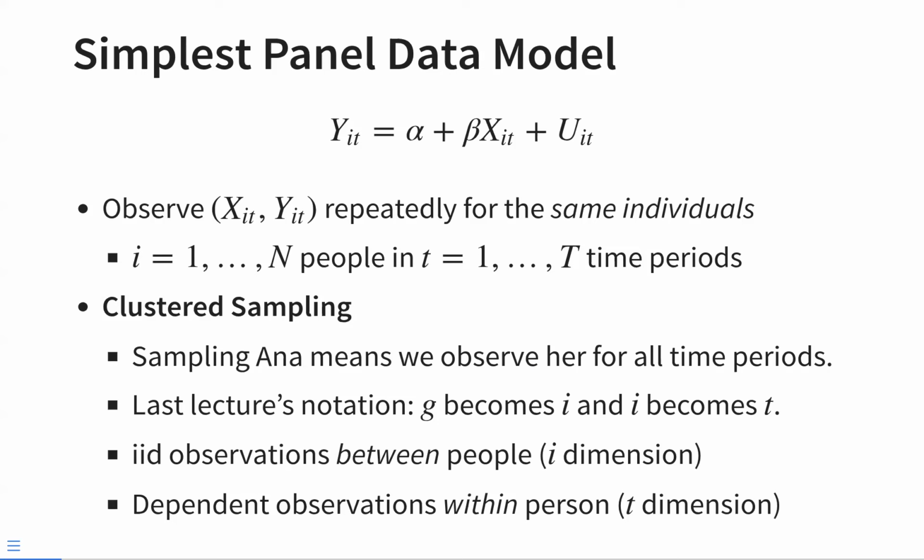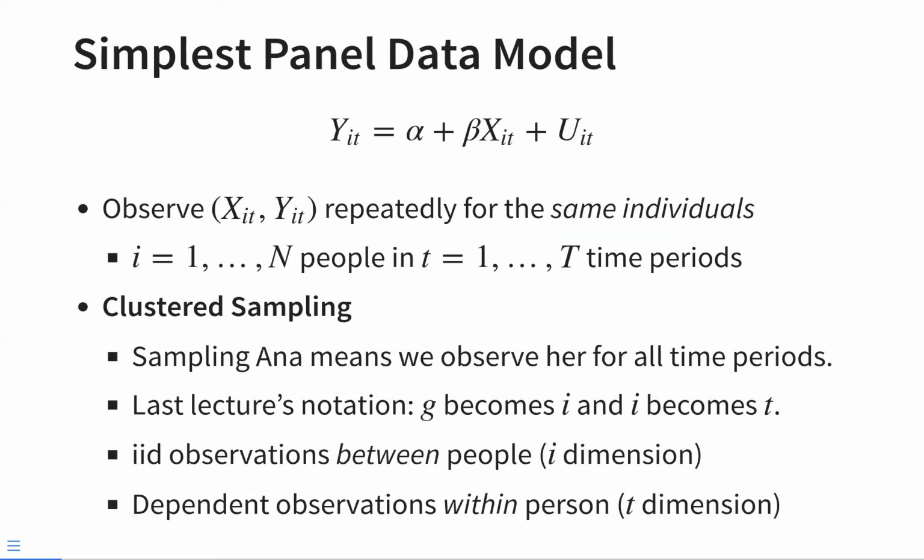So I'm going to talk today about the simplest possible panel data model, and the notation will look pretty similar to some of what we saw in our last lecture on clustered standard errors because, in fact, panel data is an example of clustered sampling. So we're going to imagine today that we observe xit and yit repeatedly over time for the same individuals.